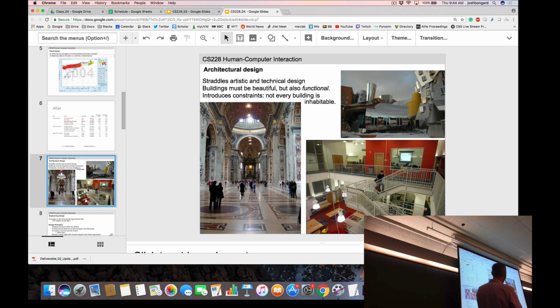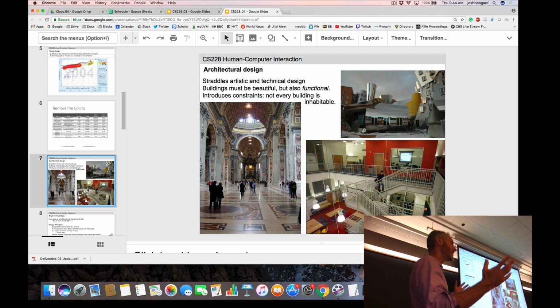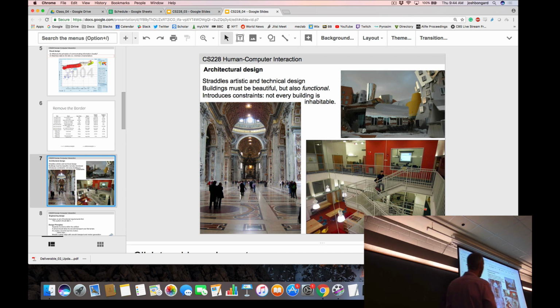Let's look at one last example. Architecture is a great exemplar for HCI because like HCI, architects have to balance subjectivity and objectivity, right? We want to try and create buildings that inside and outside are beautiful, but they also have to be functional. So the moment we mention that they also have to be functional, we have to start thinking about constraints. We can't do everything with a building. What are some constraints that exist in architecture?